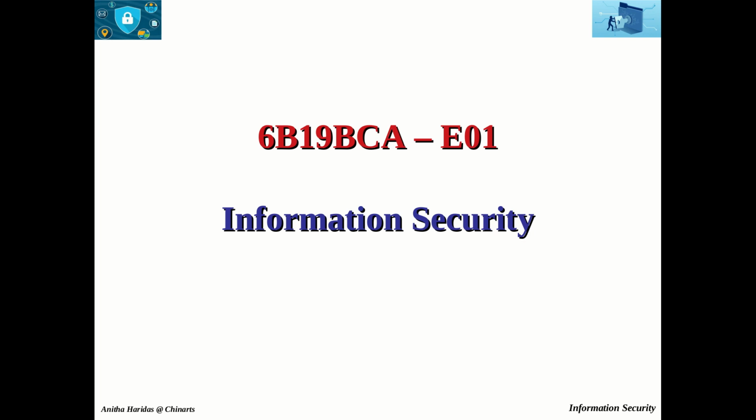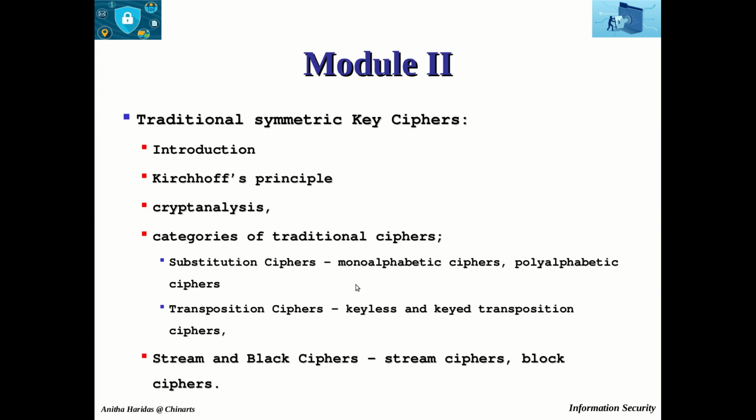Hari Om girls. In the elective course Information Security, we are currently discussing module 2. In our previous sessions, we have seen the basics of symmetric key cipher. Then Kirchhoff's principle was discussed. We also discussed the cryptanalysis part of symmetric key cipher.